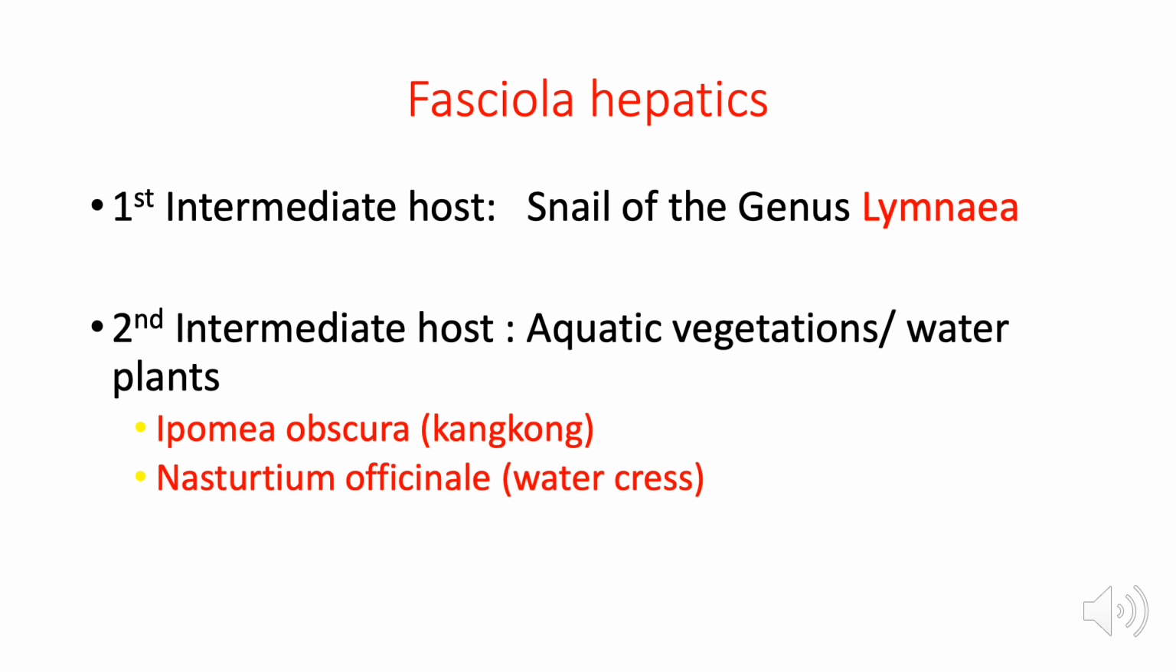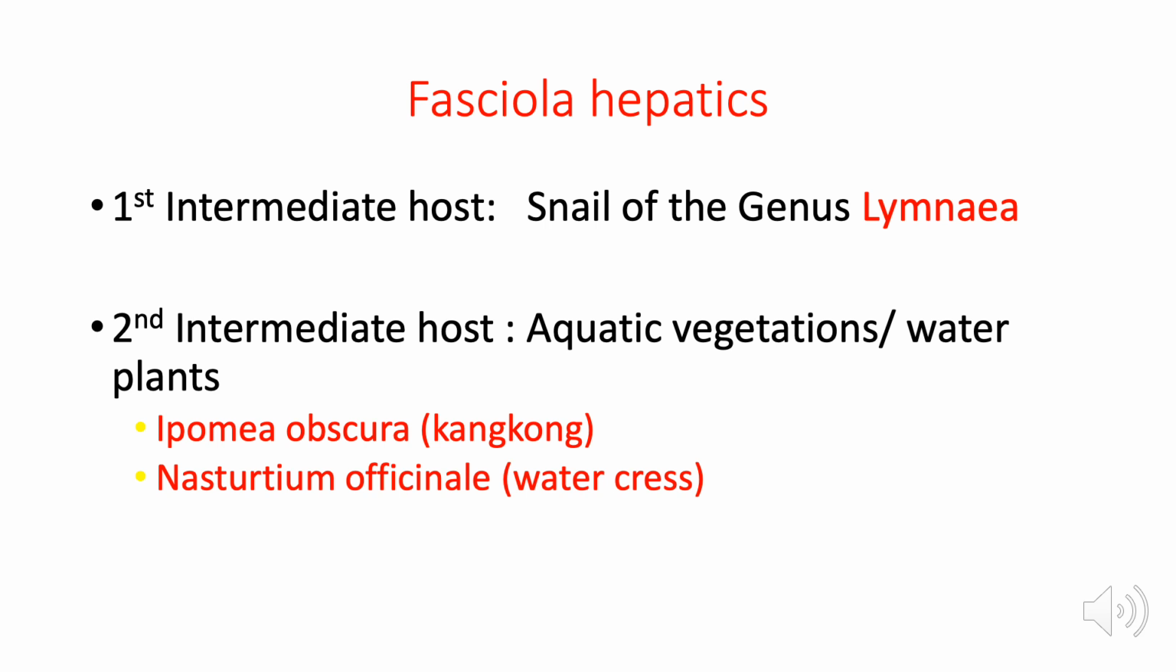What are now the first and second intermediate hosts of the Fasciola species? For the snail hosts, they infect the Limnaea species of snails. And these snails are most of the time found in water. That's why it's easy for the cercaria that will emerge from the snail to infect the second intermediate host, because the second intermediate hosts are aquatic plants. So, the first and the second intermediate hosts are found within the same environment.